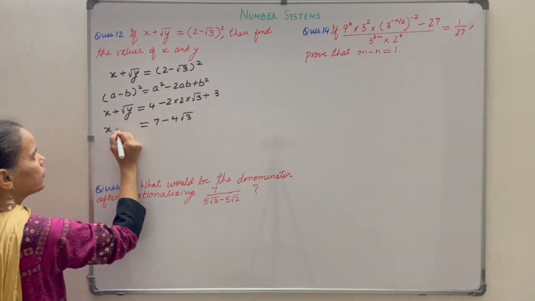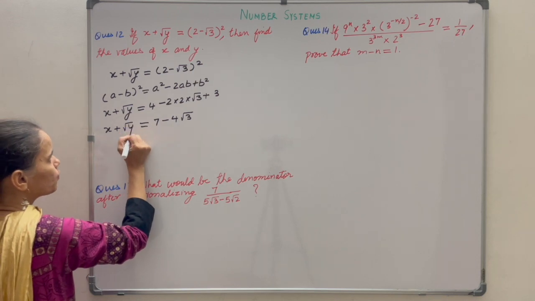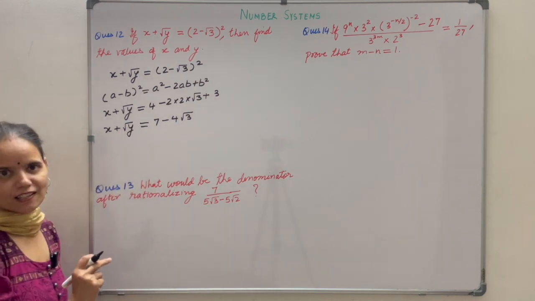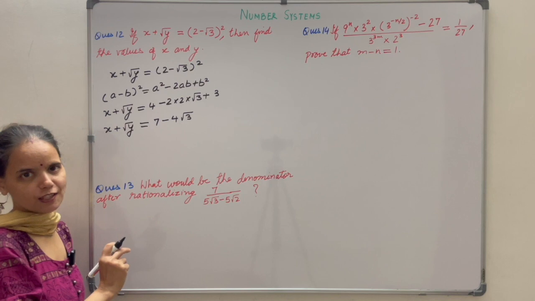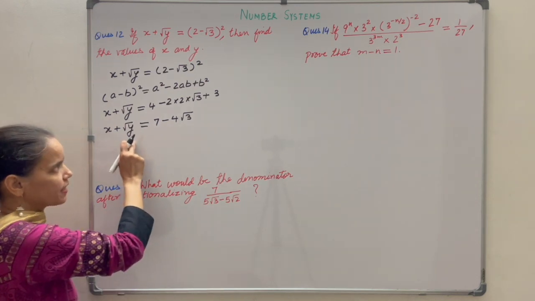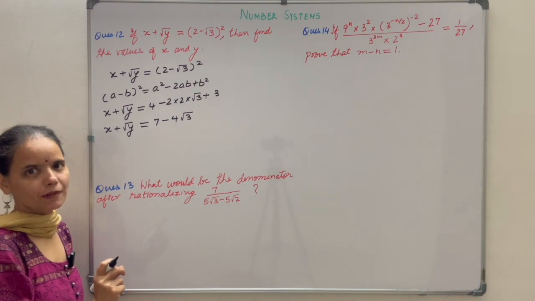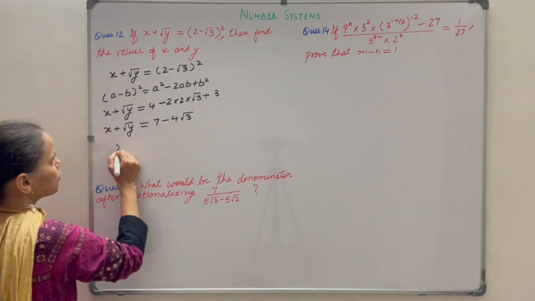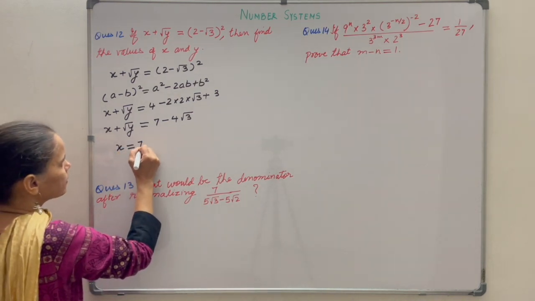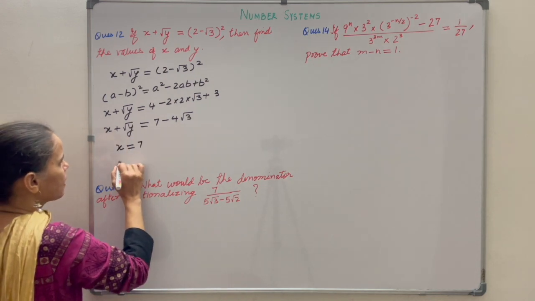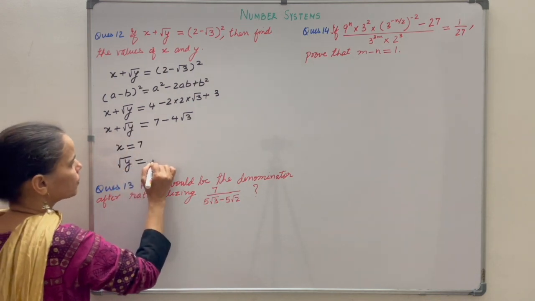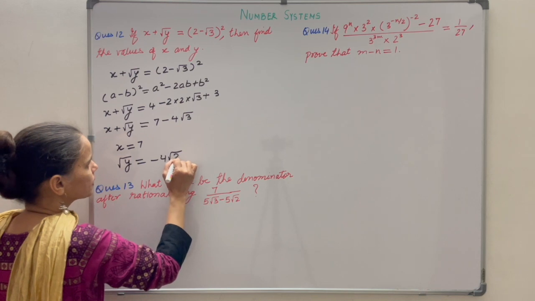And this side you have x plus root y. So here x is a rational number and 7 is a rational number. Here root y is an irrational number and minus 4 root 3 is an irrational number. So let us equate them. So you have x is equal to 7. So you got the value of x and root y is equal to minus 4 root 3.